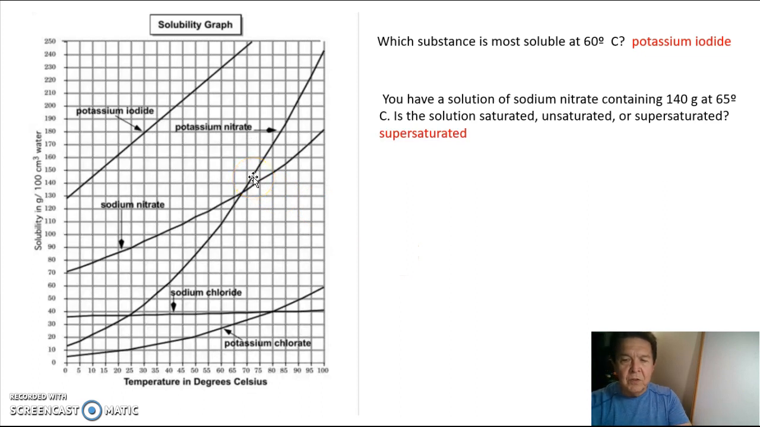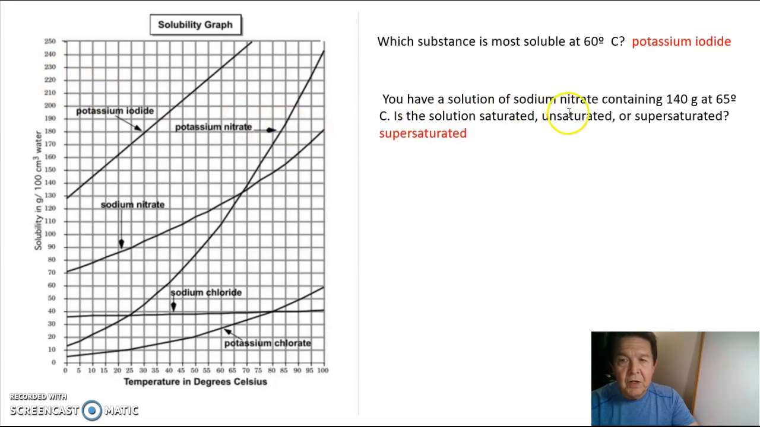We study also the solubility curves. For example, which substance is most soluble at 60 Celsius degrees? Then here we go at 60 Celsius degrees, and we can see that at this temperature, this one that corresponds with potassium iodide is the one that produces a more concentrated solution. More solute, as you can see.